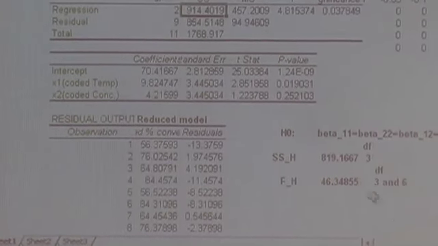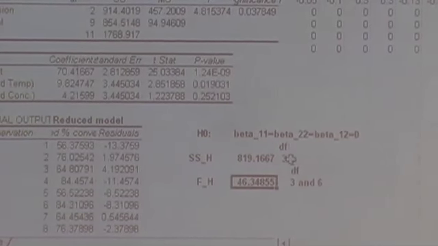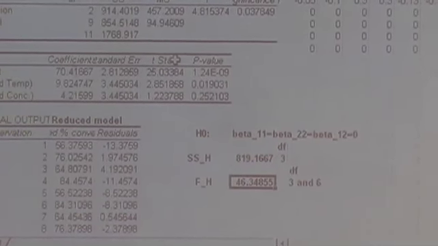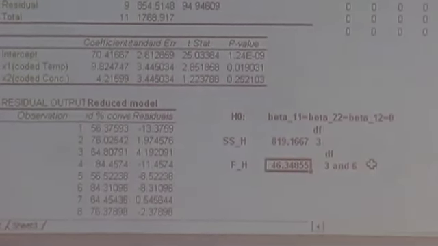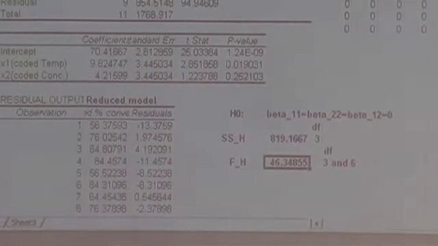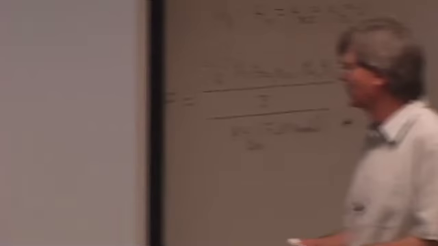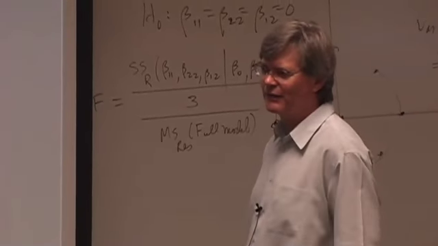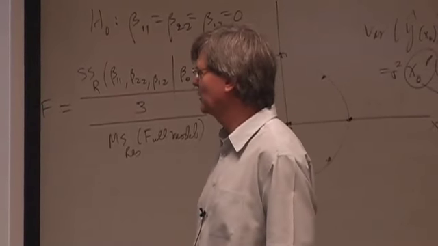How did I calculate my FH? I took this number, 819, divided it by 3, then divided by MS res for the full model. So I had to go back over here and pick up my MS res for the full model, which was 5.89. Does that make sense? 819 divided by 3 is about 270, divided by 5 and a half. It gives you about 45 or 50. Make sense? So that's my hypothesis test.